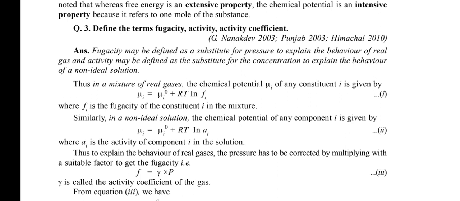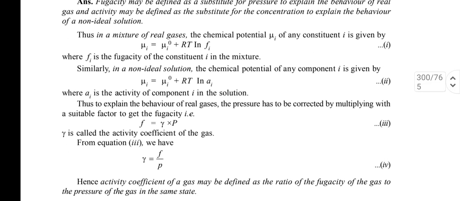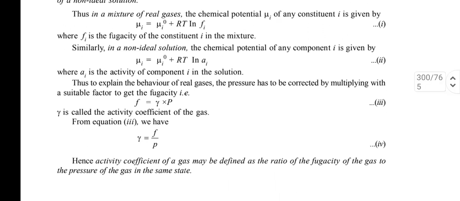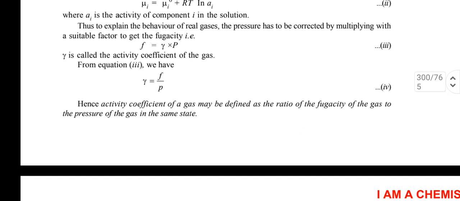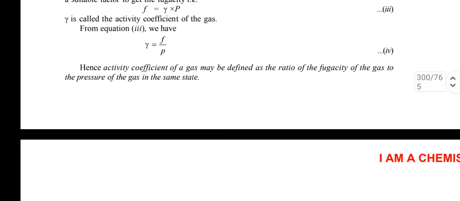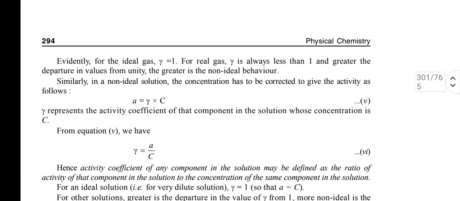Thus, to explain the behavior of a real gas, the pressure has to be corrected by multiplying with a suitable factor to get the fugacity. That means F equal to gamma into pressure. Gamma is called the activity coefficient of the gas. From the equation we have gamma equal to F by P. Hence the activity coefficient of a gas may be defined as the ratio of the fugacity of the gas to the pressure of the gas in the same state. Evidently, for an ideal gas, gamma equal to 1. For a real gas, gamma is always less than 1, and the greater the departure in value from unity, the greater is the non-ideal behavior.